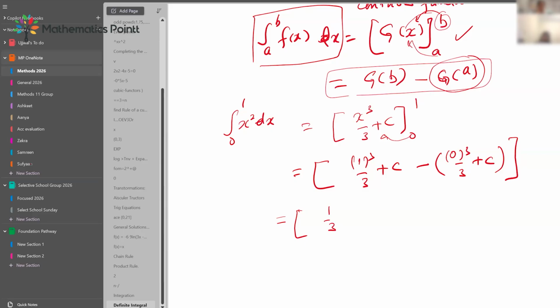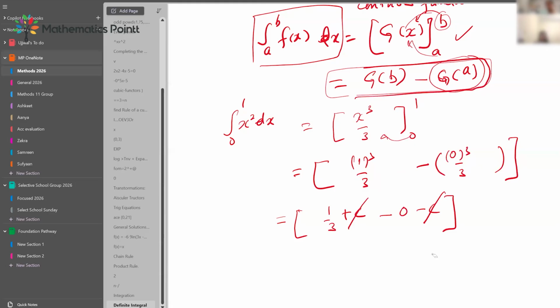1 cube is 1 over 3 plus c minus 0 minus c. And you see now your c is cancelled. So there is no need to write C because every time it will get cancelled. So there is no need. And that is why here you don't have a C, because C always gets cancelled because of this negative in the front. You getting my point? Why C is not written? We'll still write it down for the sake of completeness, but no need to write.